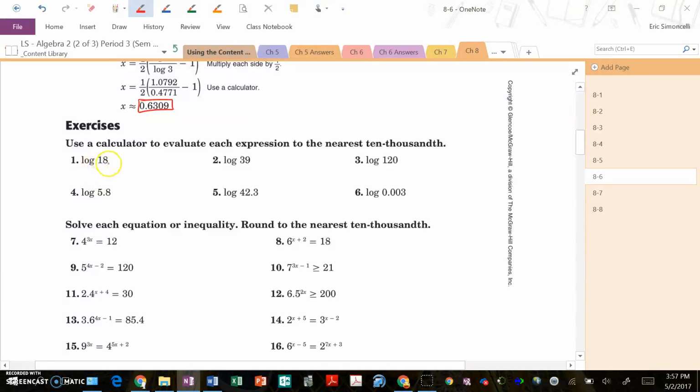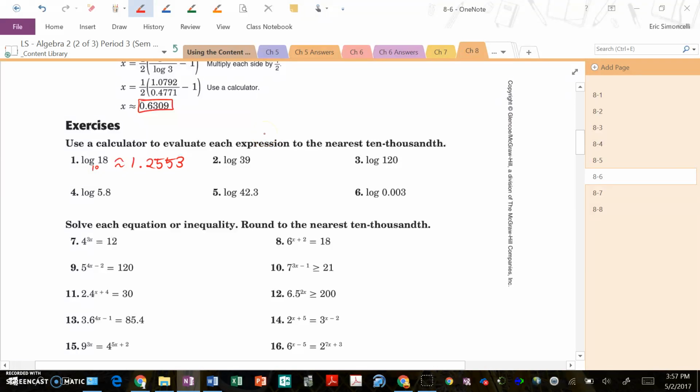Next it says use a calculator to evaluate each expression to the nearest 10,000th. Quite literally, all we're going to do is type in log of 18 on our calculator, and if we do that, we'll get 1.2553. Keep in mind, if you just hit the log button, this is implied to have a base of 10. We can check the answer by taking 10, which maybe I'll write here as my base, raised to that power. And yes, 10 to that particular value is 18.